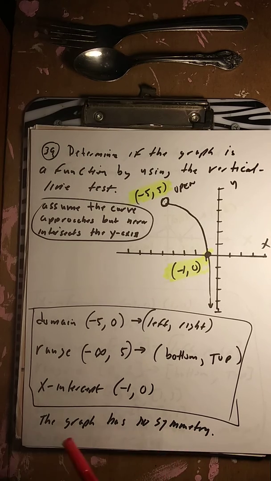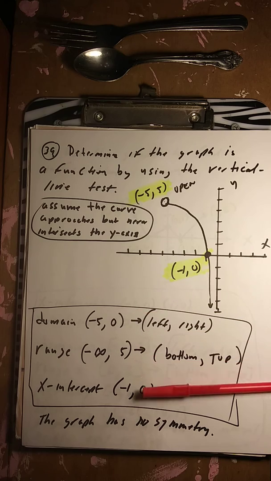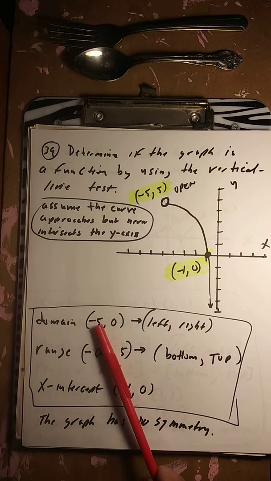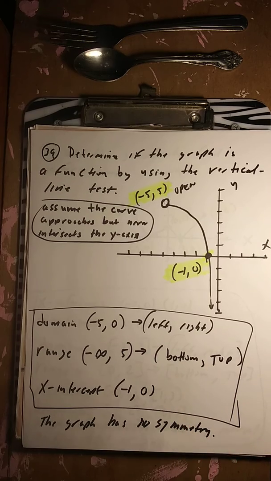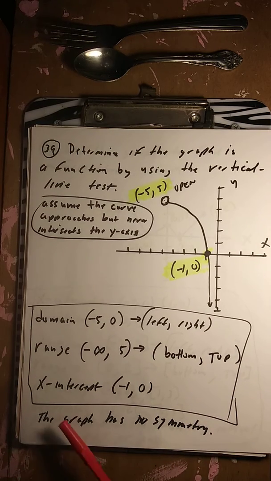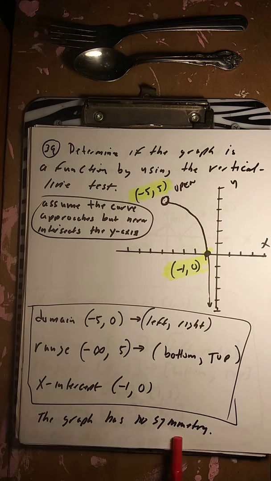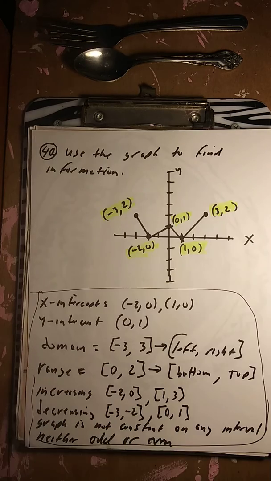The range: the bottom of the graph is -infinity. So -infinity to what? 5, but don't include the 5, don't include it. See right there? Now, the next question. The x-intercept right there. See the x-intercept? -1, 0. And that's it. There's no y-intercept. The graph has no symmetry.